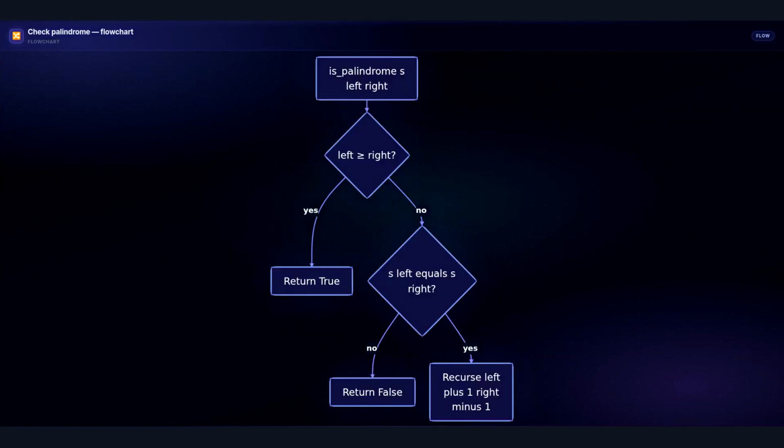Here is the flow. If the pointers have met, return true. Otherwise, if the 2 end letters differ, return false. If they match, recurse inward with left increased and right decreased until the pointers meet.